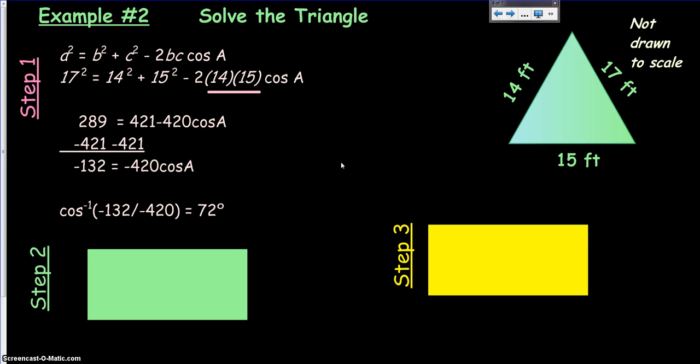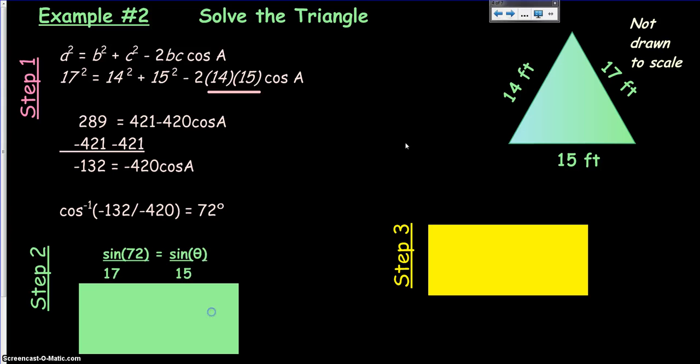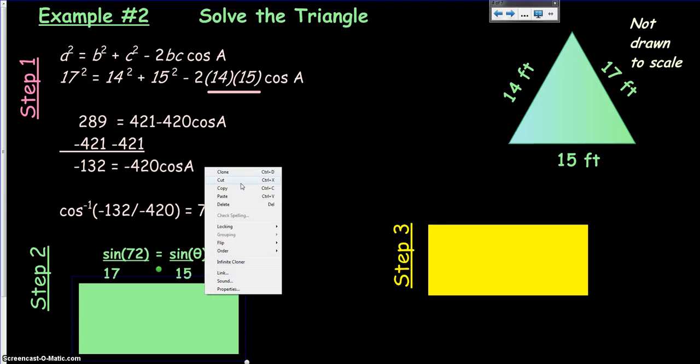The good news, like the last problem, is we just have to do law of cosines for one step. Now that we have 72 degrees, which is the angle that's over here, it's a lot easier to solve. Sine of 72 over 17 is equal to sine of theta over 15. Again, I tend to like to go from big to small, but you can work in any order you want.